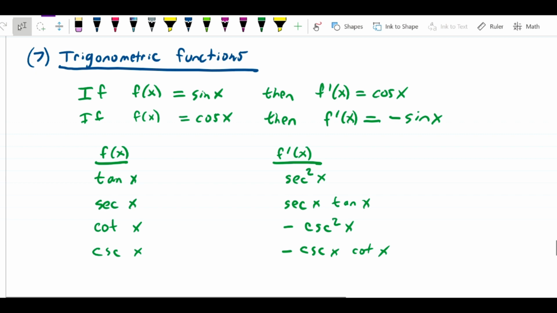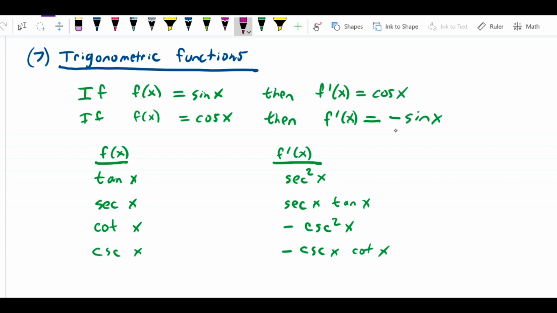So the next set of rules covers the trigonometric functions. The most basic of these are the derivatives of sine and cosine. The first one is if f of x is sine x, then f prime of x is cosine x. The next one says that if f of x is cosine x, then f prime of x is negative sine x. I've put here the derivatives for all 6 trig functions.